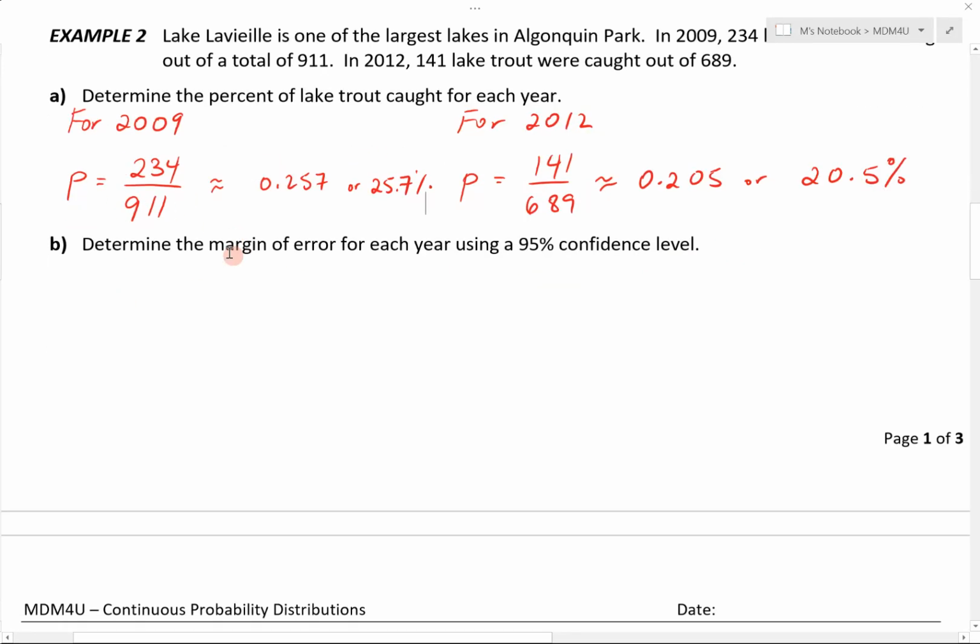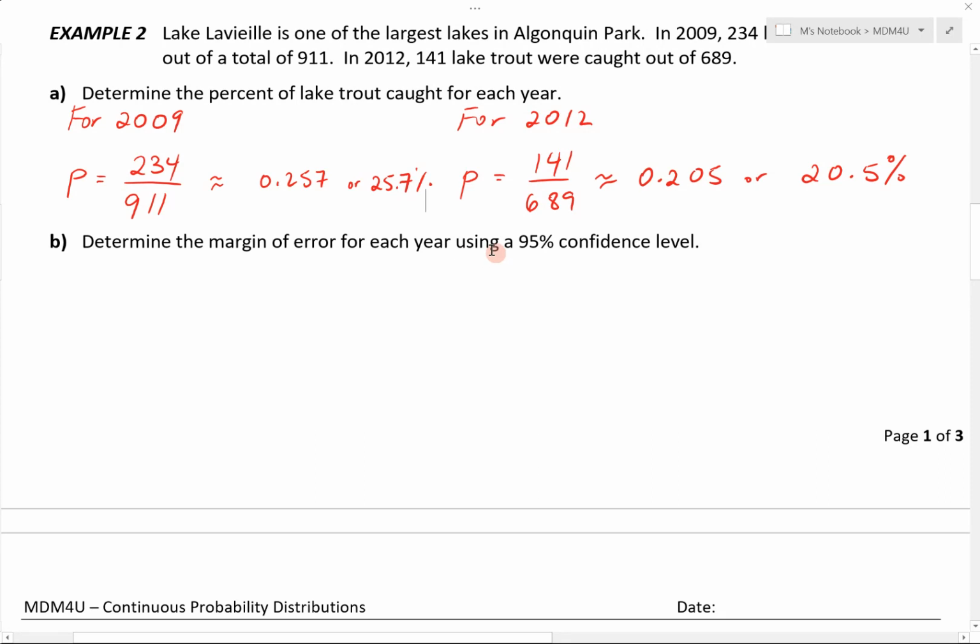Part B. Determine the margin of error for each year using a 95% confidence interval. So let's start with 2009. We have a formula: the margin of error is equal to the z-score times the square root of p times (1 minus p) over n. The z-score for a 95% confidence interval is 1.96, times the square root.